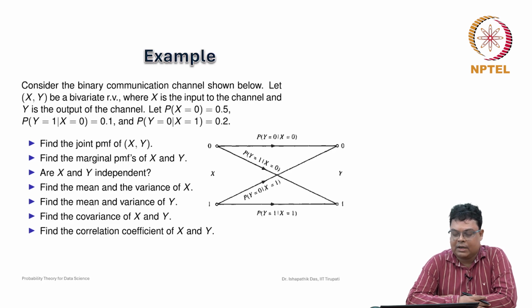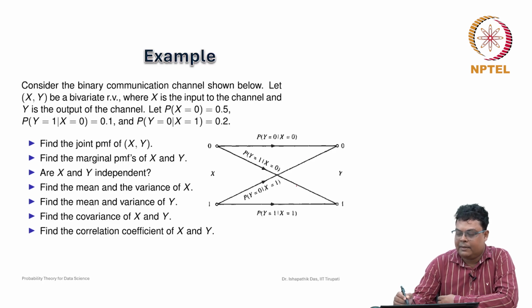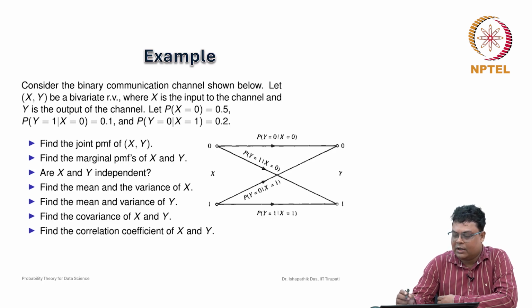So, consider the binary communication channel, shown in this graph below. Let xy be a bivariate random variable where x is the input to the channel. So, x is the input, some kind of switch. If it is on, then the value is 1. If the switch is off, then the value is 0. So, there is a channel, and y is the output of the channel. Depending upon the x values, y has some kind of output.